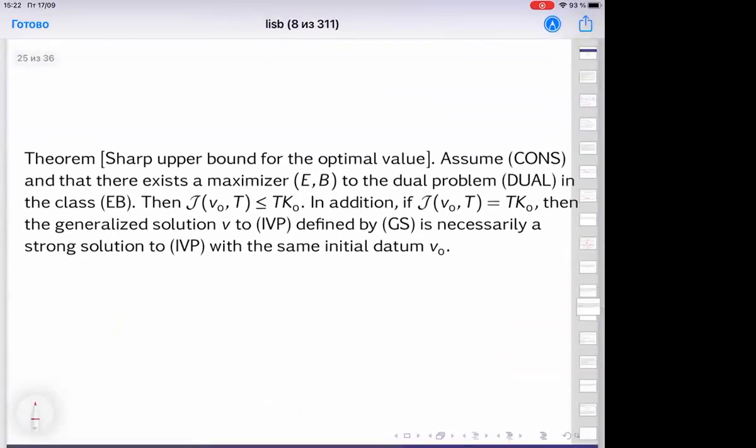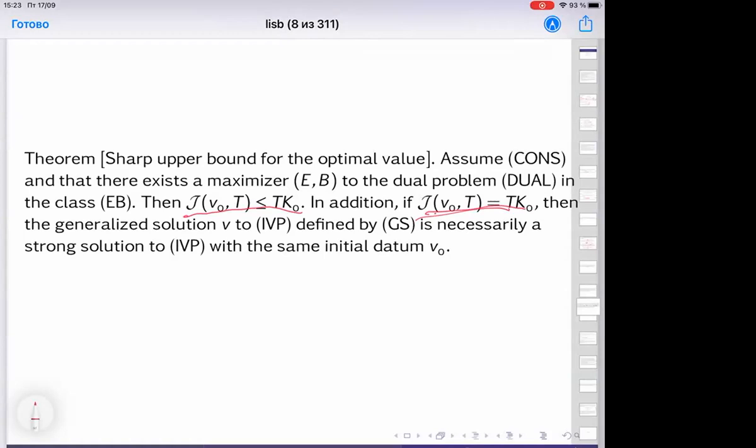And also there is an interesting thing which leads to weak-strong uniqueness. So if you can solve the dual problem, so I already showed that in the majority of the situations you can do it, then you get a sharp bound on the optimal value of the dual problem. This is just T times the kinetic energy of the initial data. And if actually there is exact equality, then you solve the dual problem, you calculate the corresponding optimal value just by hand.